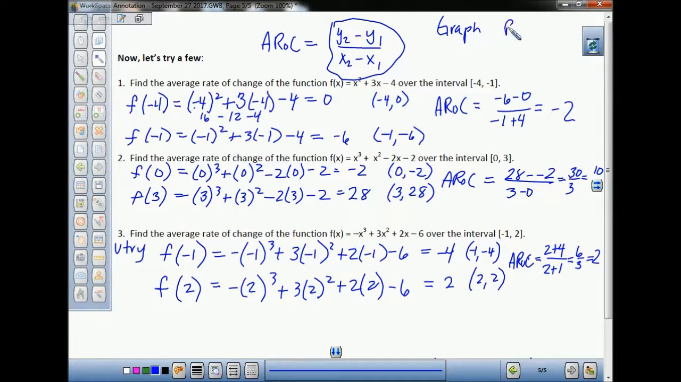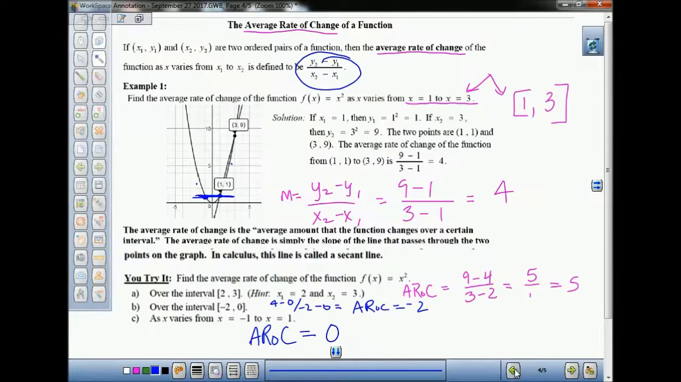Could I do rise over run? Because rise over run represents slope of a graph. And the answer is yes. Not only could you, you should. So if I were to ask you to find the average rate of change between these 2 points, another way we could do it is count my rise over my run. My rise is 8. My run is 2. Rise over run is 4.